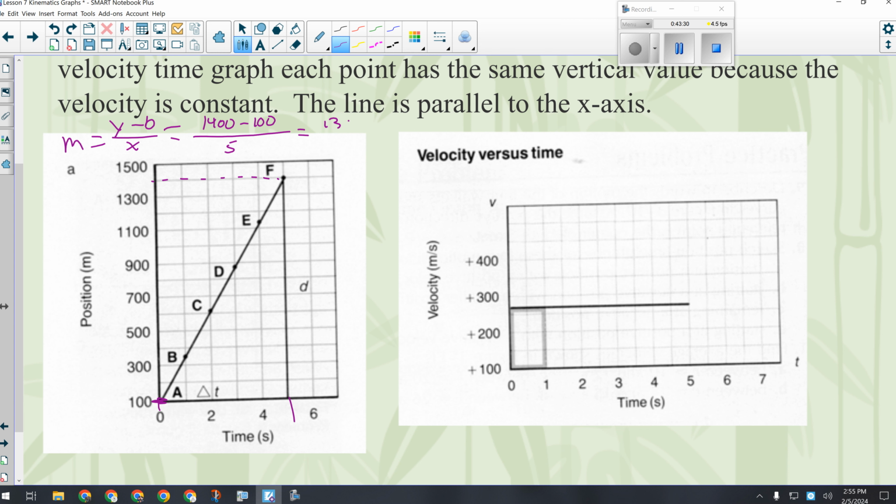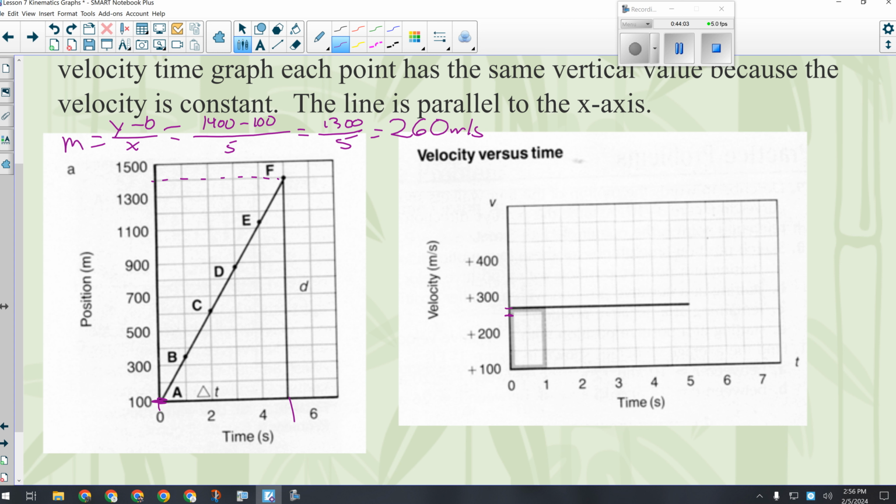Right? So 1300 divided by 5 should be 260 meters per second. Is that what this graph is showing? If this is a velocity versus time graph, this would be 250, so that's about 260, and it's showing it not changing. So yeah, in fact, they are showing exactly the same object.